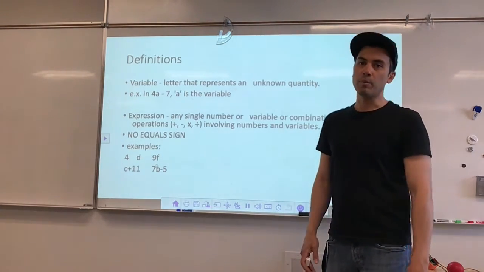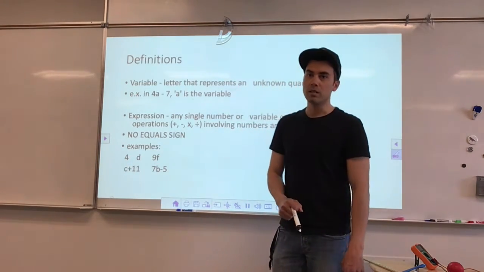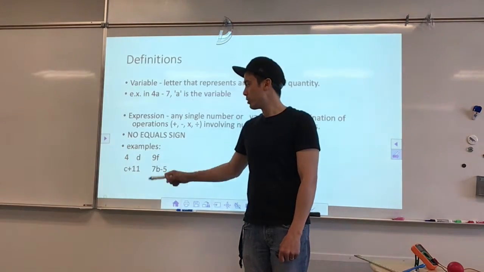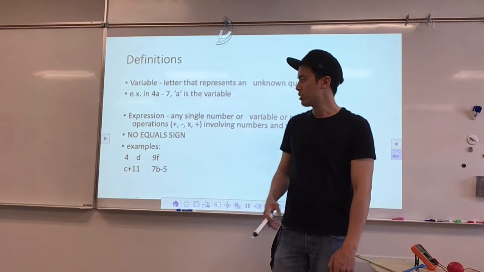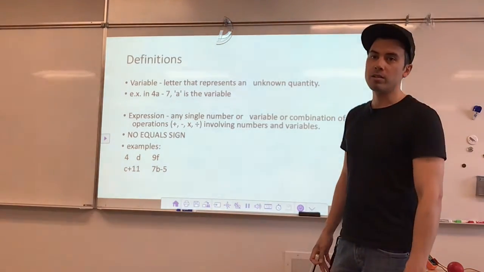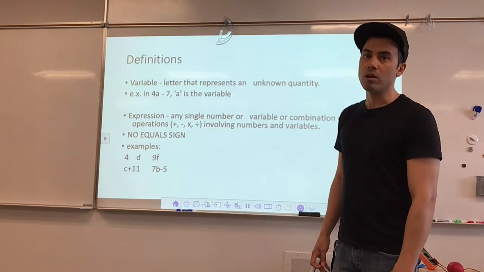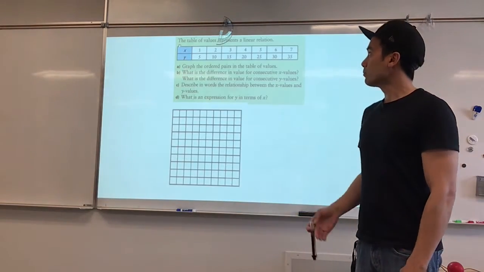I've got a couple examples of expressions for you. 4, even the number 4 by itself, is an expression. D, a variable by itself, is also an expression. 9f, which just means 9 times f, is also an expression. C plus 11, 7b minus 5. These letters, numbers, variables and operators can all be combined, and as long as there's no equal sign, we can call that an expression.